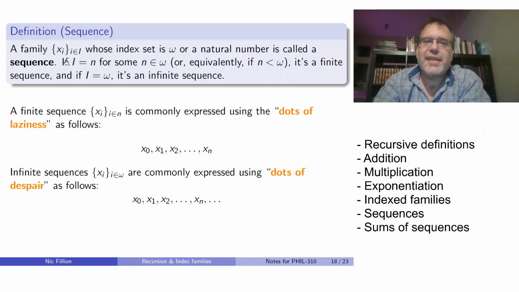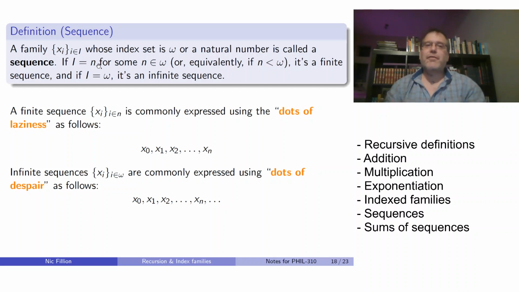Now, if the index set is a particular natural number, then the sequence is finite. And if the index set is omega, the entire set of natural numbers, then it's an infinite sequence. Now remember, n is a set of natural numbers, right? So 3 is the set that contains 0, 1, and 2. So when we talk about some small i being in n, the index set, we're talking about all the numbers that are smaller than n.